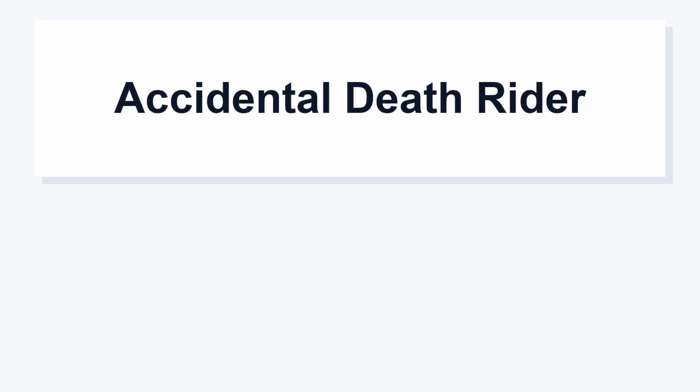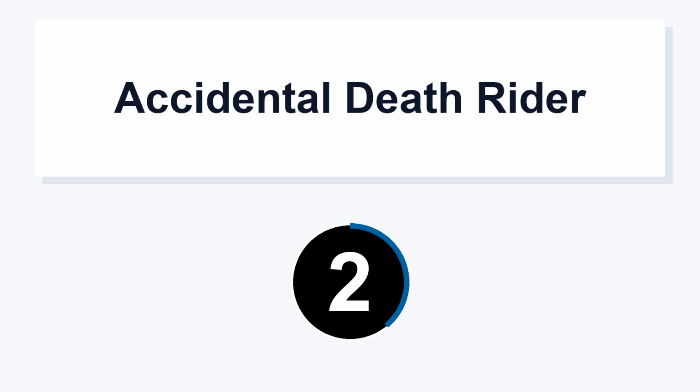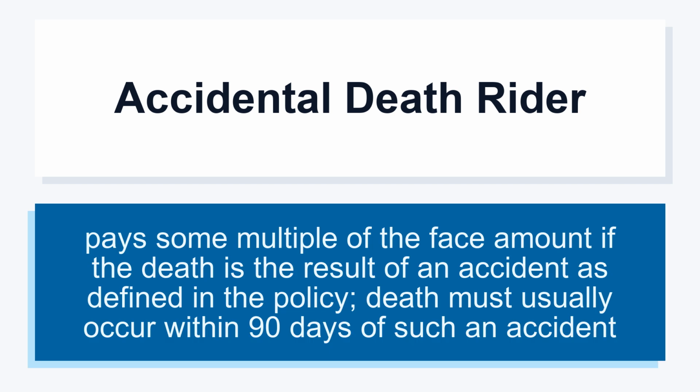Accidental death rider pays some multiple of the face amount if the death is the result of an accident as defined in the policy. Death must usually occur within 90 days of such an accident.